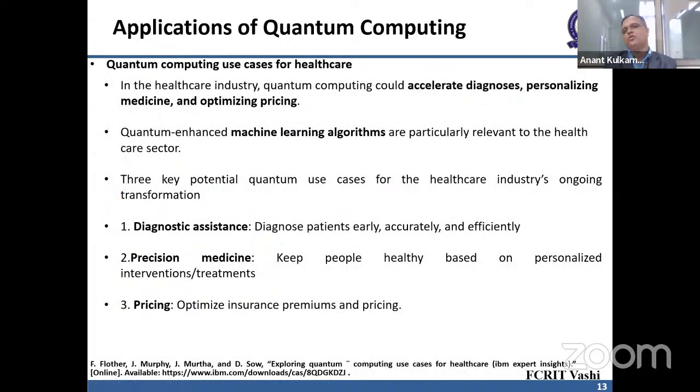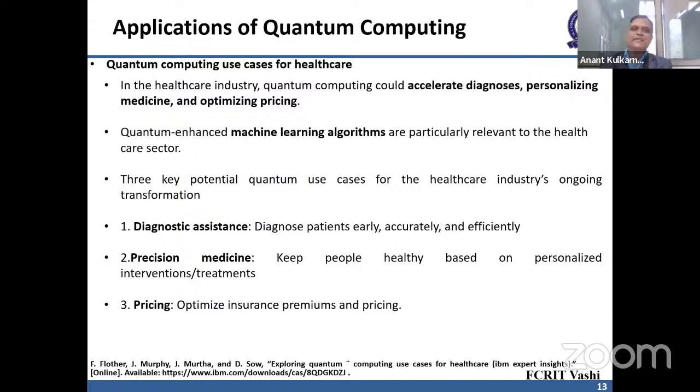Right? When we talk about quantum computing, as I said in the beginning itself, we can use quantum computing for healthcare. Now, one may ask: how can we use quantum computing for healthcare? To accelerate the diagnosis. It's quite difficult for us to diagnose a particular disease quickly in a classical way, right? Quantum computing has the ability to access patterns quickly. Therefore, it can accelerate diagnosis, personalize medicines, and optimize pricing. These things can be done with the help of quantum computing.